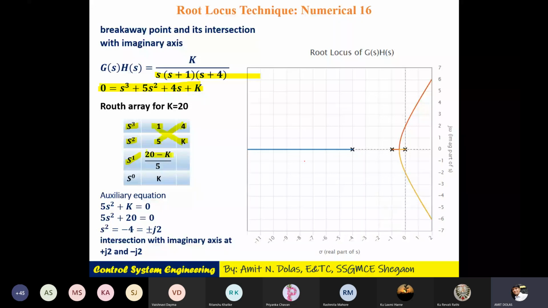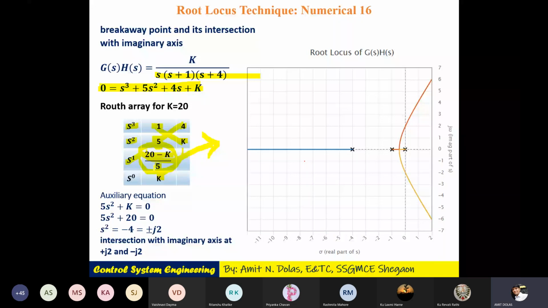So this will be, k comes directly here. Now, for finding out the intersection, here we want the value of k such that this term becomes 0. Value of k will be 20. Then this term will be 0: 20 minus 20 divided by 5.